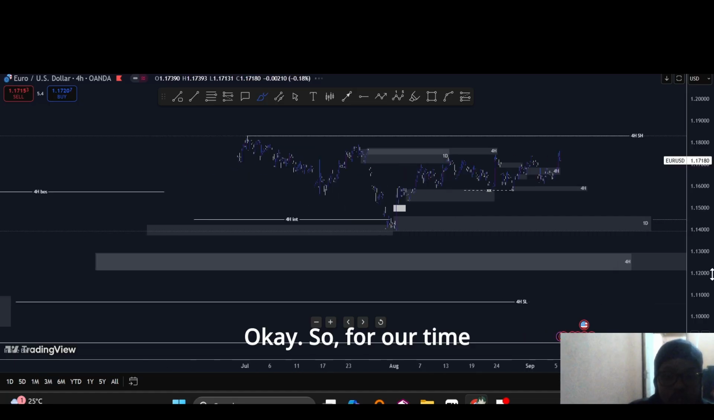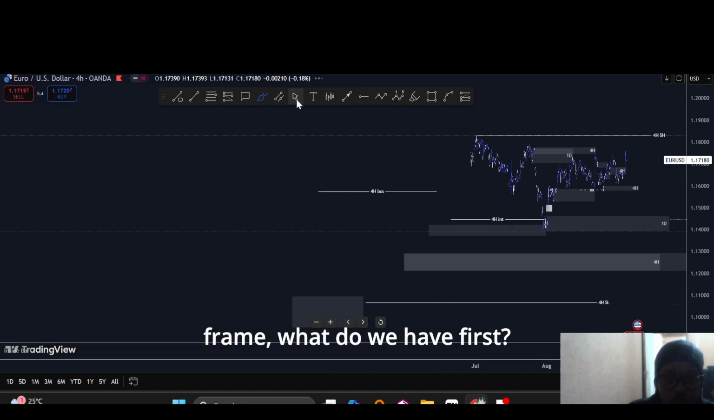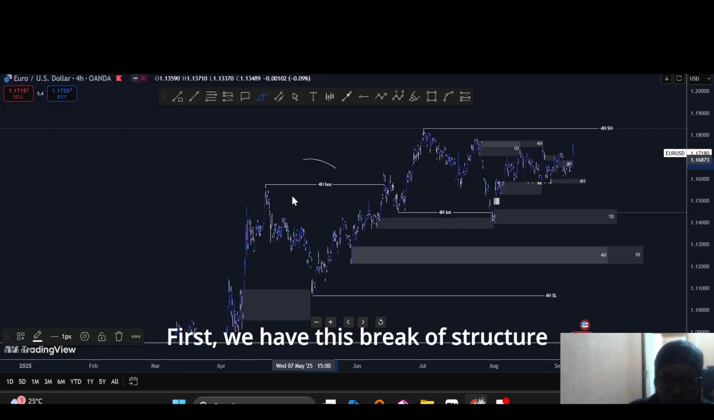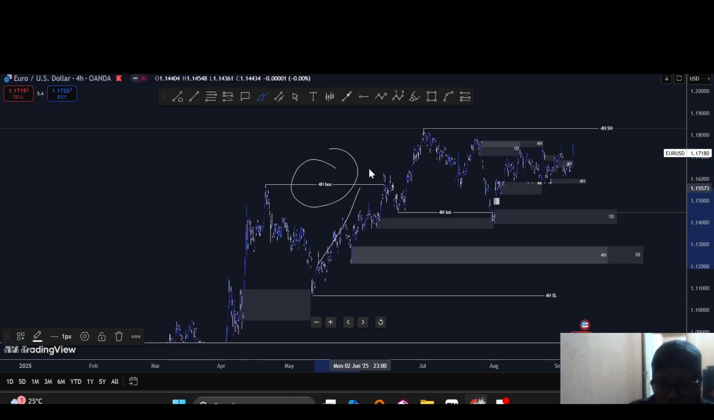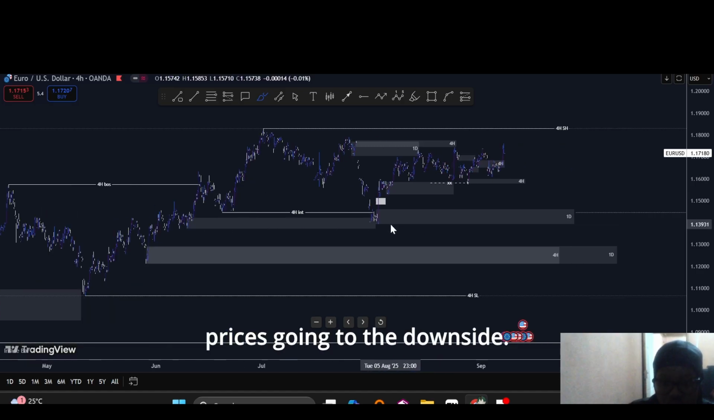Okay, so for our time frame, what do we have first? First, we have this break of structure going to the upside, right? And then we have an internal break of structure indicating price is going to the downside.